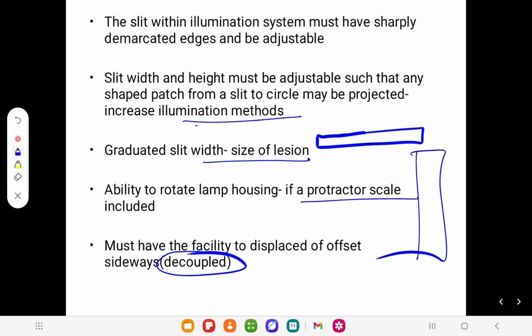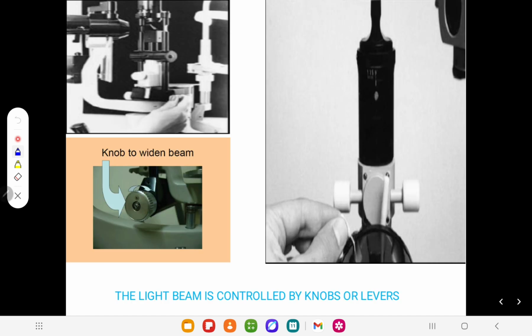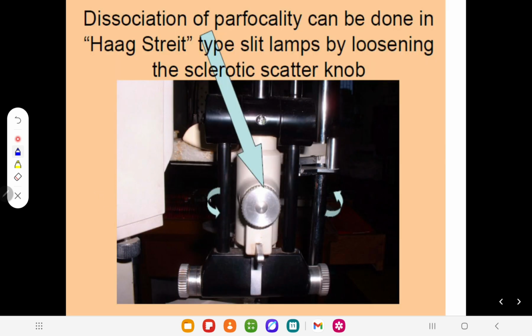Basically it means illumination and observation systems are not focusing at the same point. The principle of coaxiality is broken. Decoupling means this. See, this is done. This is width controlling. We know it. But this is a very important point in the exam. So it decouples the illumination system from the observation system, and we use it in sclerotic scatter, sometimes in retro-illumination techniques, yes. This knob is very helpful to decouple the slit lamp. This is what the term basically means.